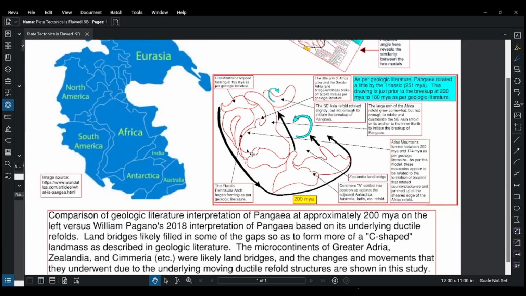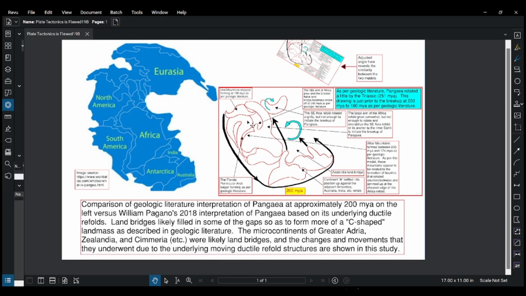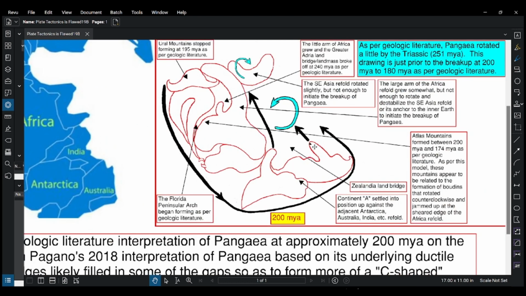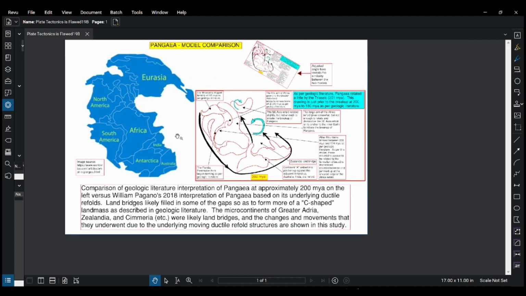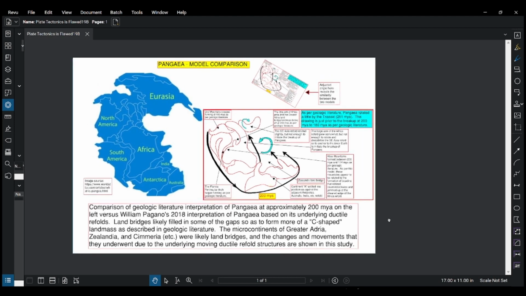All right, looks like things are ready to really break up, because North America is going to come rotating this way. Okay, so I mentioned that land bridges are forming, like the Zealandia land bridge right here. Greater Adria is forming in the gaps. The geologic events greatly align during this time, before it, and after. So there's evidence that my model is very strong.